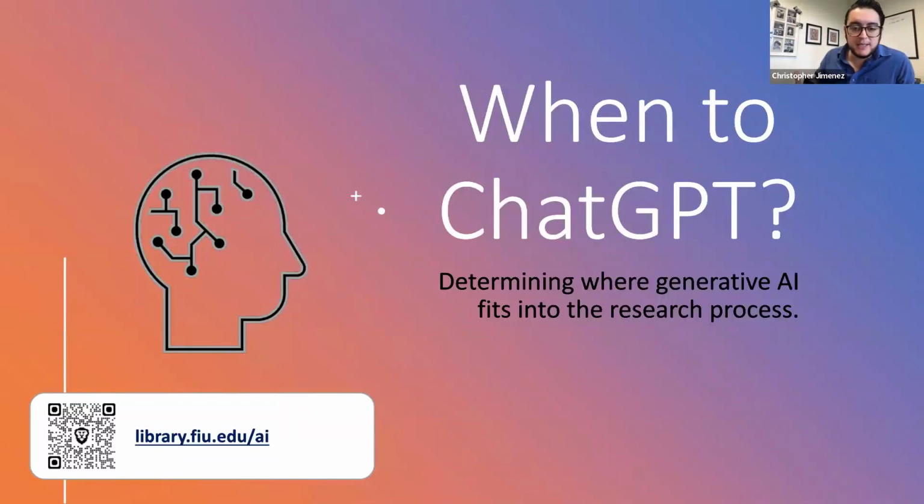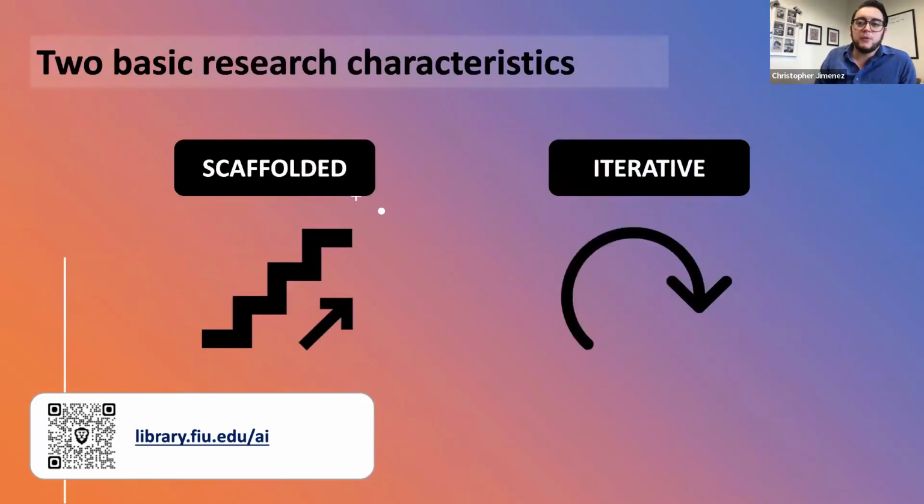So now that we've got the basics, we know what GPT, what generative AI is, how it works, what it is not, how it does not work, right? We can see kind of where it might fit in a scholarly framework or an epistemological framework. Now we need to say, okay, we're going to use our critical thinking skills to place ChatGPT within the research process. And before we get into it, we know that there are two basic research characteristics, right? That it is scaffolded and it is iterative.